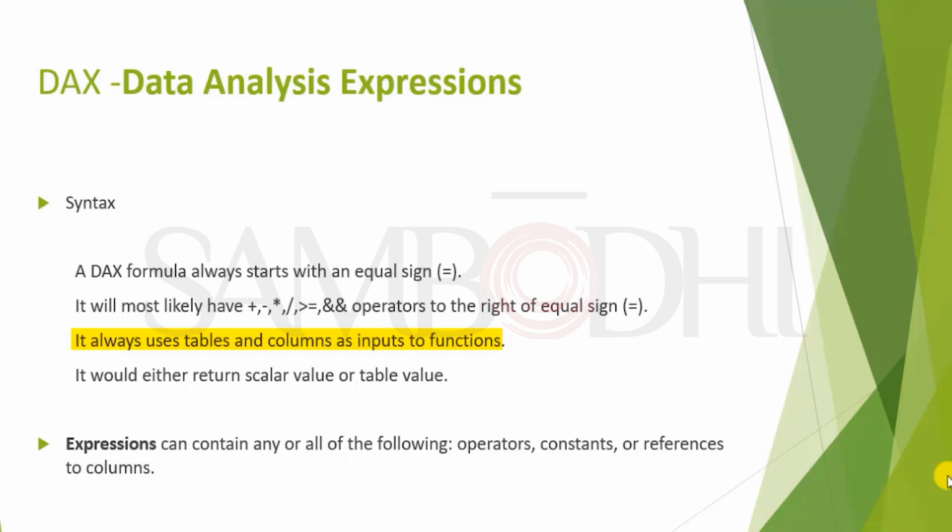It would most likely use the DAX functions provided out of the box by Microsoft. It would either return a scalar value or a table value. When I say scalar value, that means it would be a unique singular value, right? And a tabular value would have a number of rows or columns or both. So you can imagine the DAX query beginning with an equal to, having some plus, minus, multiplication, division, double ampersand operations towards the right of it.